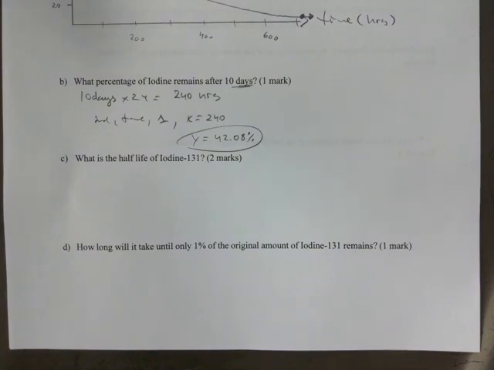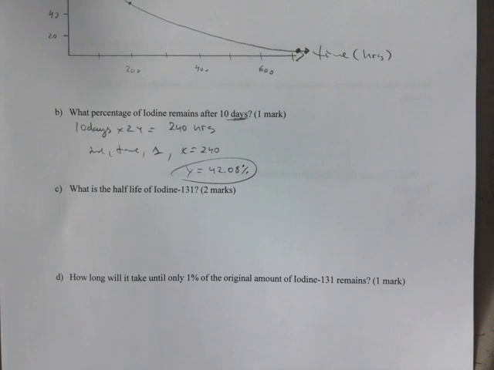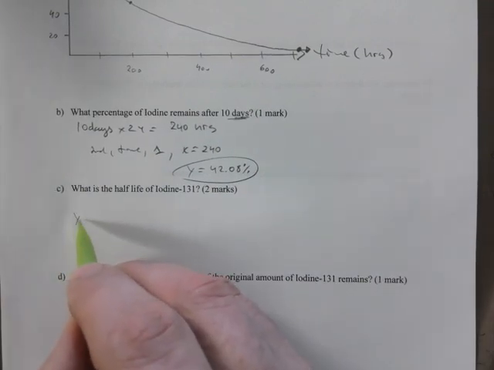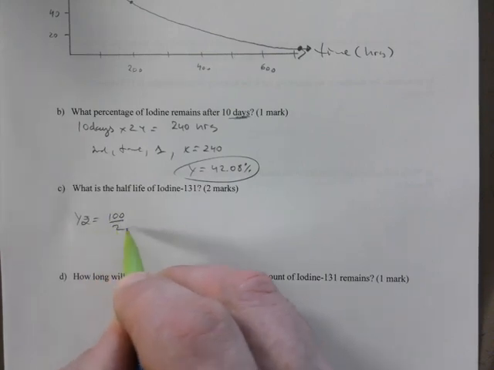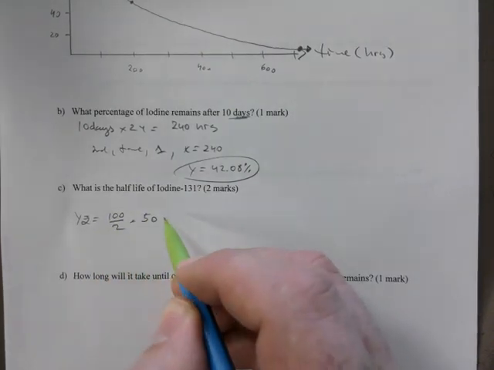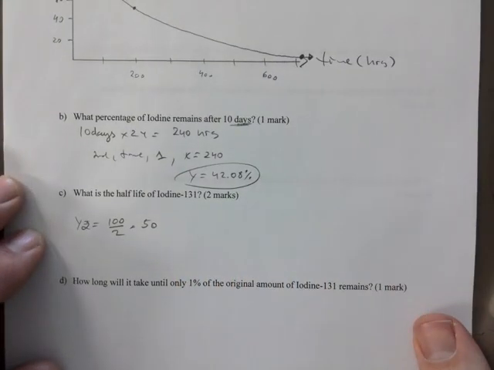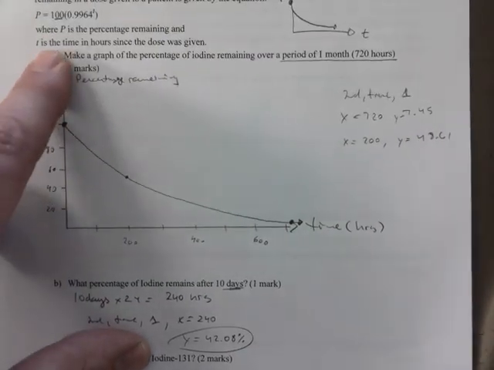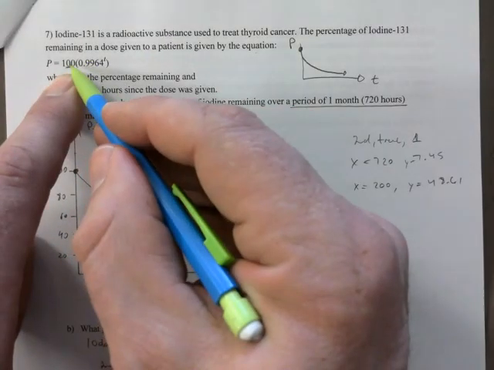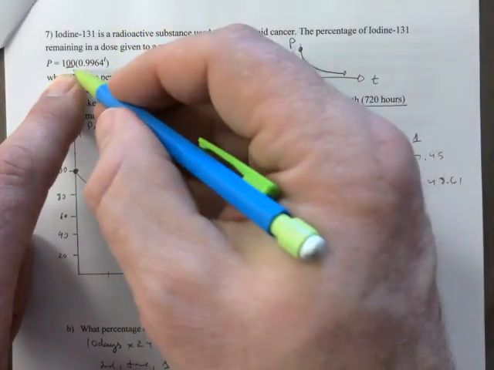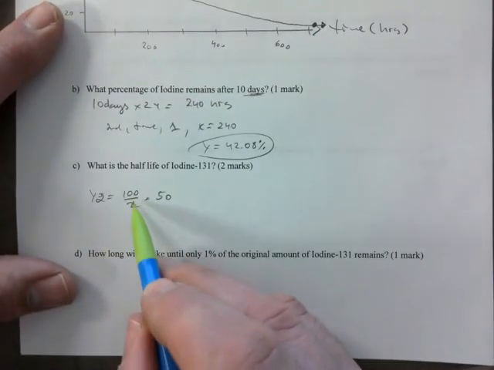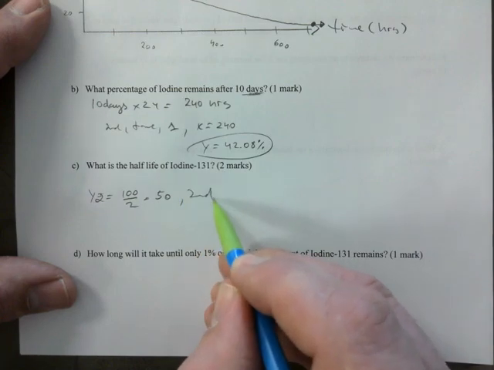What is the half-life? Okay. Half-life means where y2 is equal to half of what you started. Folks, just pay attention here. If this had been 2,000, then you would do half of 2,000, right? Whatever that initial amount is, you go half of that, and then you find the intersection.